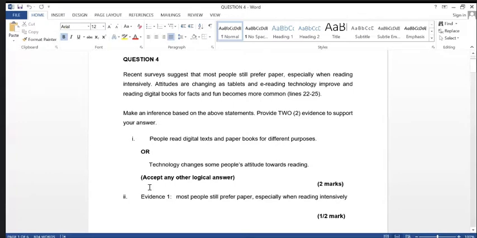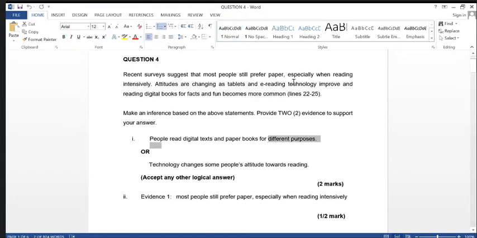My conclusion from the first sentence is that people still prefer paper when reading intensively. When they are not reading intensively, for example reading for fun, when they can read quickly, perhaps their attitude is now towards screen reading, but when they want to read intensively, they still choose paper. So that's how I come up with this conclusion: people read digital text and paper book for different purposes. My conclusion, or my inference, is clear here.